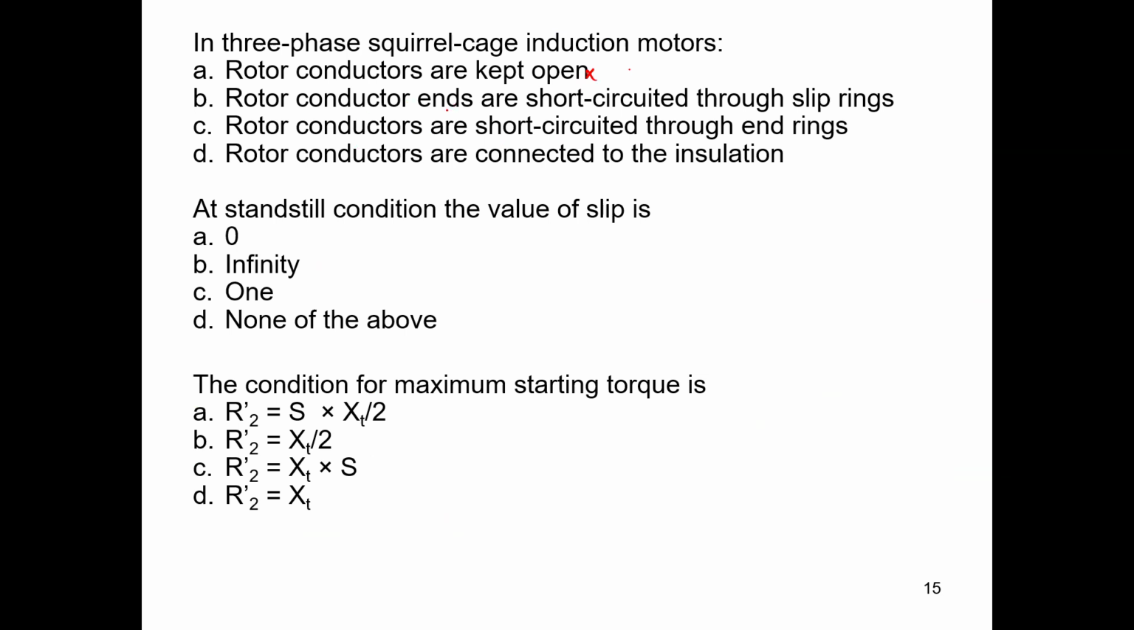Rotor conductor ends are short-circuited through slip rings. There are no slip rings. Rotor conductors are short-circuited through end rings. Yes, we have end rings for the squirrel cage. Connected to insulation, it's impossible to be connected to insulation. It's going to be a short circuit. So this is the correct answer. At standstill condition, the value of slip: standstill means starting. Motor is still at 0 speed. So at 0 speed, you know slip is unity.